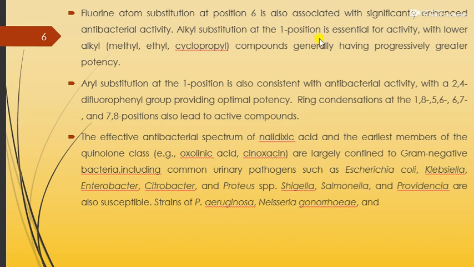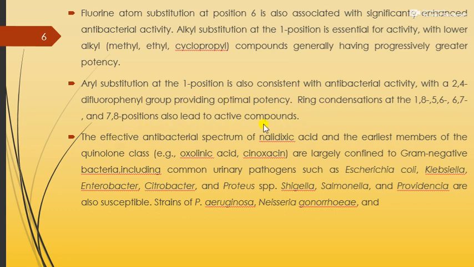Alkyl substitution at position 1 is essential for activity, with lower alkyl groups like methyl, ethyl, and cyclopropyl compounds generally having progressively greater potency. Aryl substitution at position 1 is also consistent with antibacterial activity, with a 2,4-difluorophenyl group providing optimal potency. Ring condensation at the 1,8, 5,6, 6,7 and 7,8 positions also leads to active compounds.